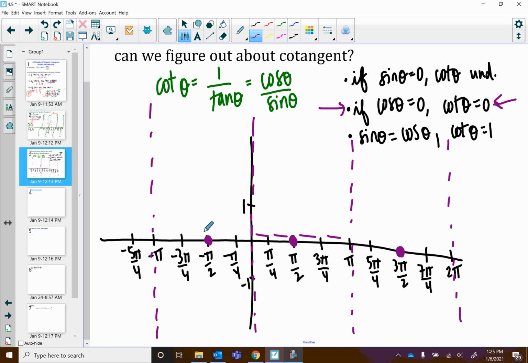And then where sine and cosine are the same, cotangent will be 1, which means at pi over 4, it will be 1. At 5 pi over 4, it will be 1. At negative 3 pi over 4, my function will be 1. And at 3 pi over 4, 7 pi over 4, those are going to be the places where sine and cosine are the same value, but different signs. So that would be where cotangent is negative 1. And we notice that we're seeing a very similar graph. It's just falling instead of rising.